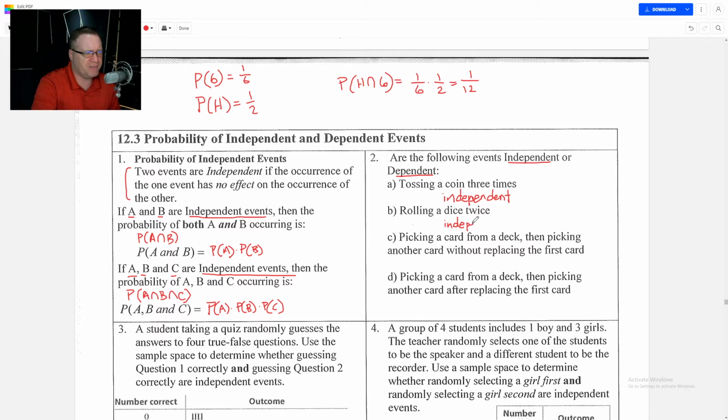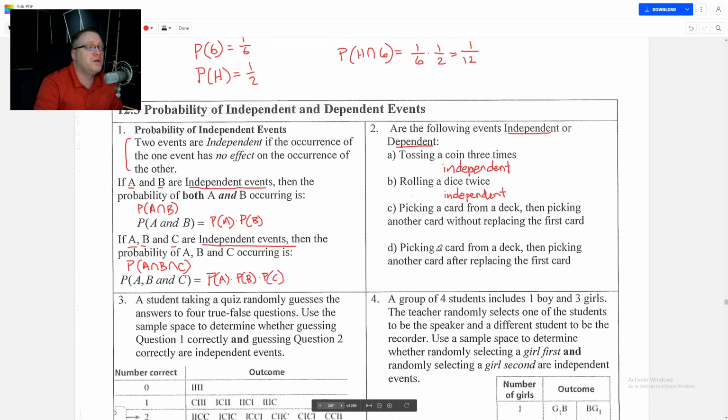All right, so independent. All right, next, what about picking a card? All right, so it says I'm going to pick a card from a deck, look at it, and then I'm not going to put it back in. All right, I'm just going to take another card, a second card from the deck. All right, are those independent events? Now, this time, no, they're not independent.